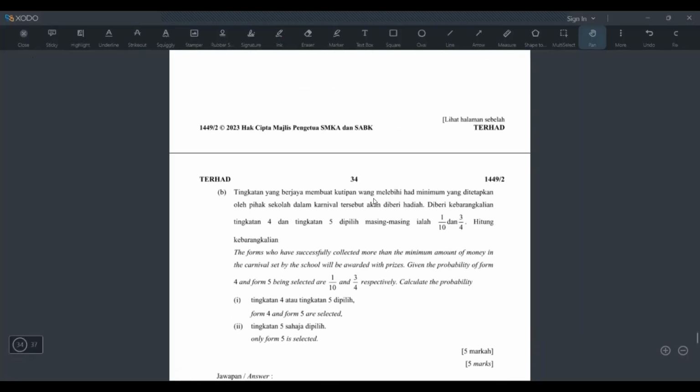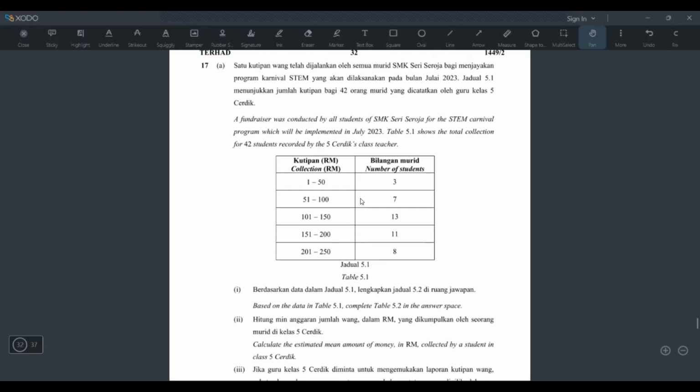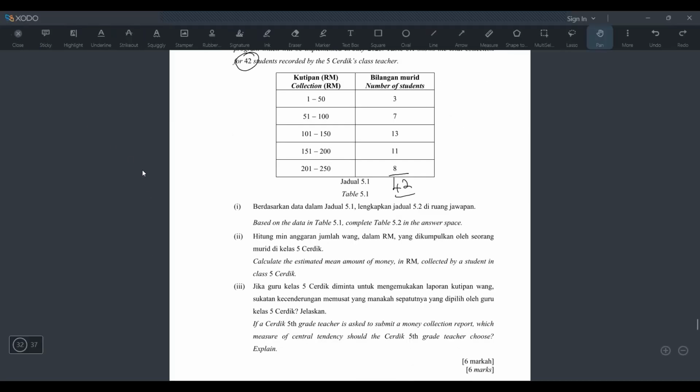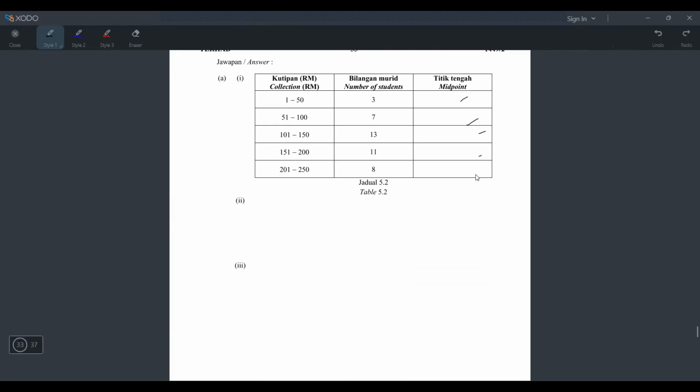So let's go back to our question 17. Where is it? Okay, here. So now they say 42 is the total, right? So this one total is 42. And then now they say, based on the data in table 5.1, complete table 5.2 in the answer space. Where is the 5.2? Let me find. Oh, here. Okay, so very easy. How to complete? Find the midpoint.